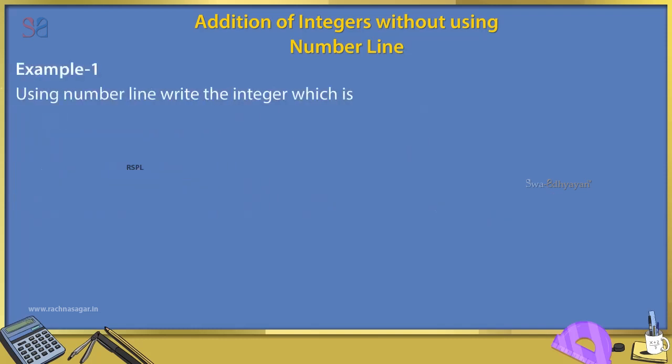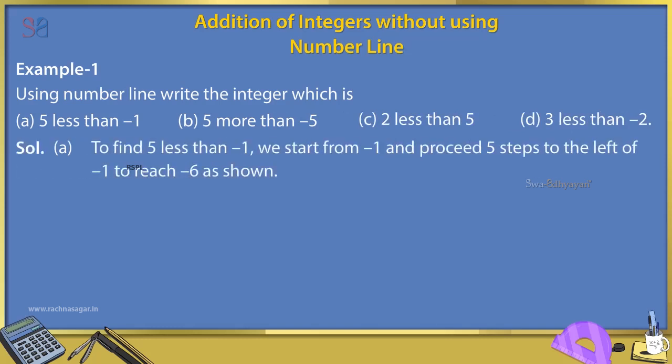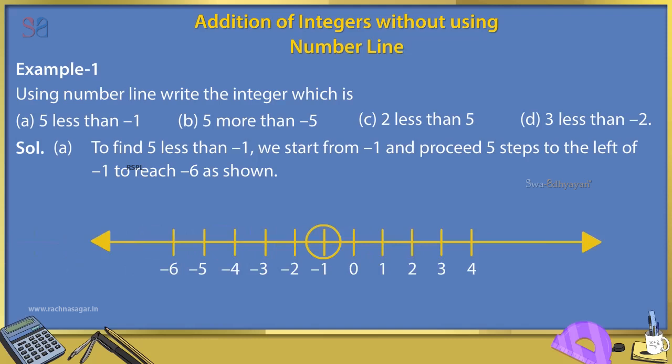Example 1. Using number line, write the integer which is A. 5 less than -1. B. 5 more than -5. C. 2 less than 5. D. 3 less than -2. Solution. A. To find 5 less than -1, we start from -1 and proceed 5 steps to the left of -1 to reach -6 as shown. Therefore, -1 minus (5) is equal to -6.